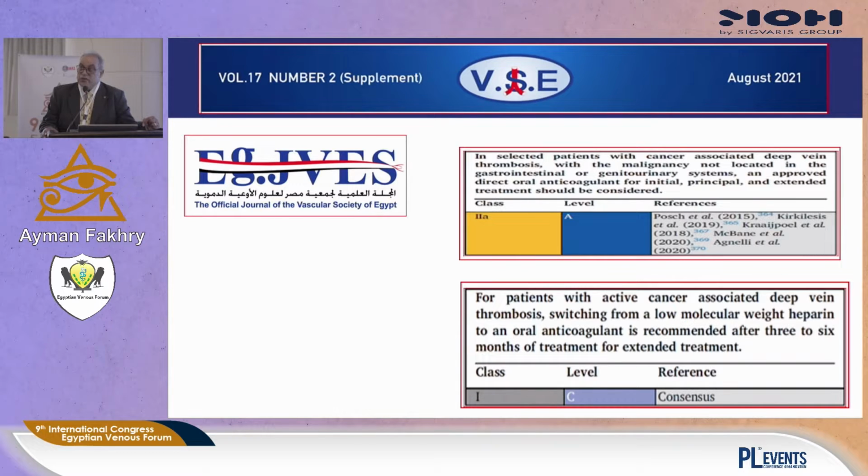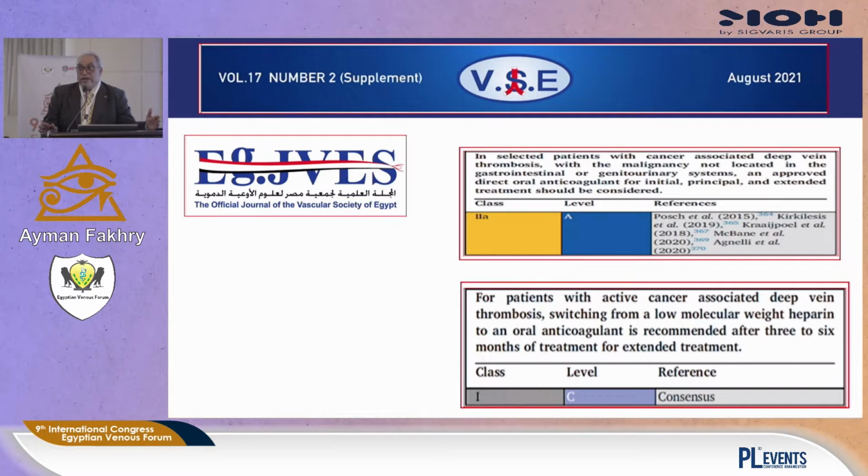And also this recommendation, as it is published in the ESVS recommendation 2020, is the same. Again, we have recommendation 1C: for patients with active cancer associated with deep vein thrombosis, switching from low molecular weight heparin to oral anticoagulant is recommended after 3 to 6 months of treatment for extended therapy. This is another important recommendation.